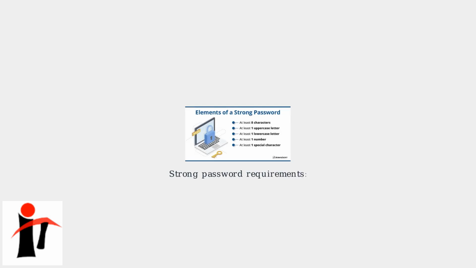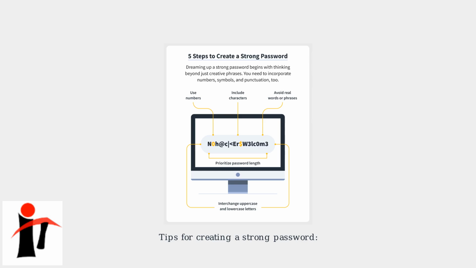A strong password should include at least 8 characters, an uppercase letter, a lowercase letter, a number, and a special character. Follow these tips. Use numbers, include special characters, avoid real words or phrases, prioritize length, and mix uppercase and lowercase letters. Tesla now requires password resets every 90 days for inactive accounts, enhancing security.